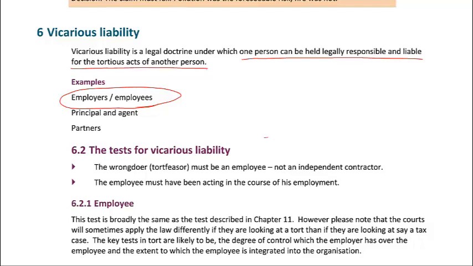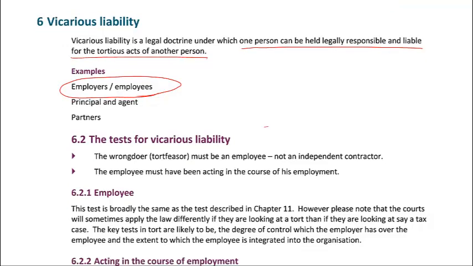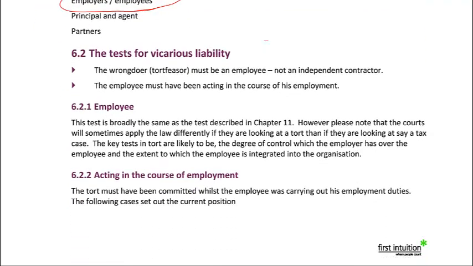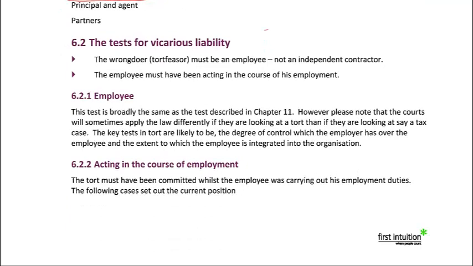So, in order for vicarious liability, what do we need? Well, let's focus on the employee relationship first. You need to be an employee. It's very, very unusual for vicarious liability to apply in the case of an independent contractor. It can, but you need very specific circumstances. So that bit there is very rare. Also, and this is key, the employee must have been acting in the course of his employment.